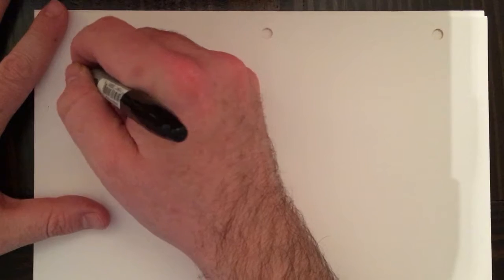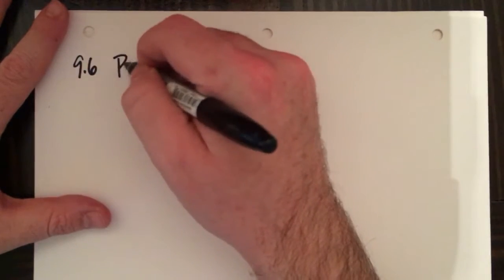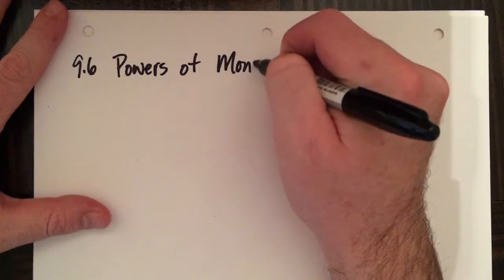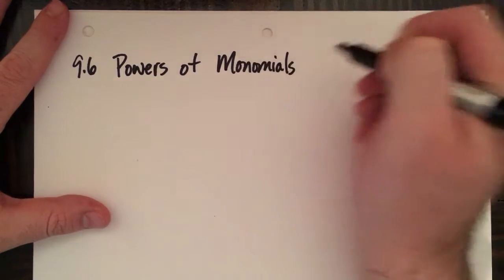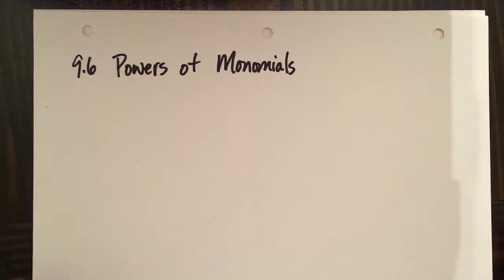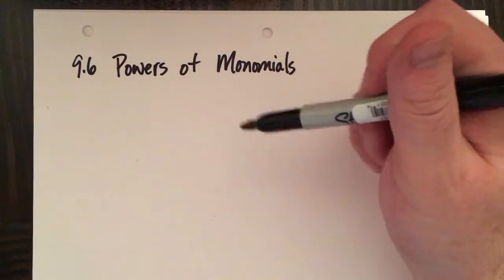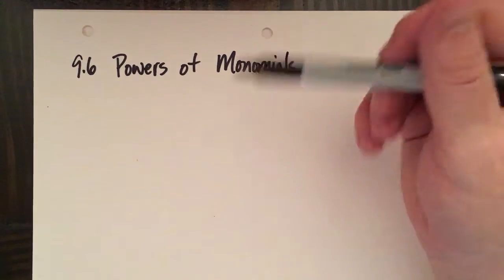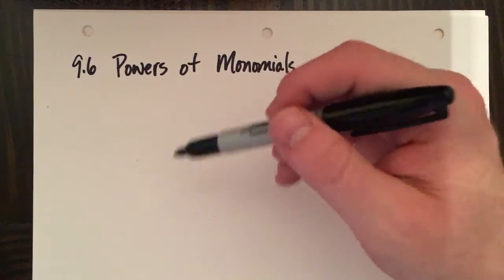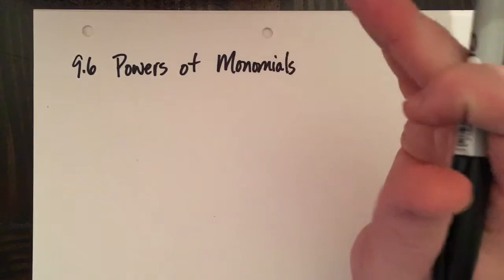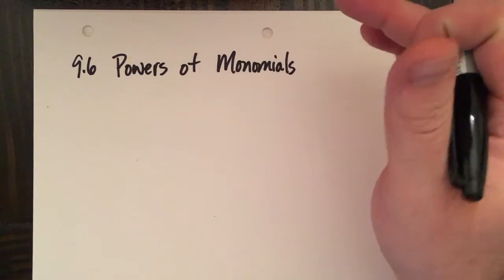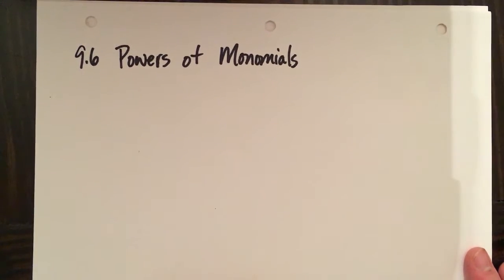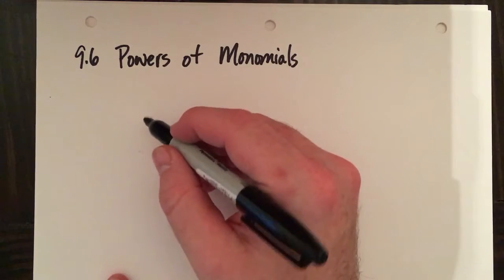So we're looking at section 9.6, which is powers of monomials. And if you remember from before, a monomial is a product of numbers and variables. It can be product or division, but it just can have no addition or subtraction in it. So as long as you've got one term with no addition or subtraction in it, that's a monomial. And we're looking at bringing those to powers. So I'm just going to show you several examples.